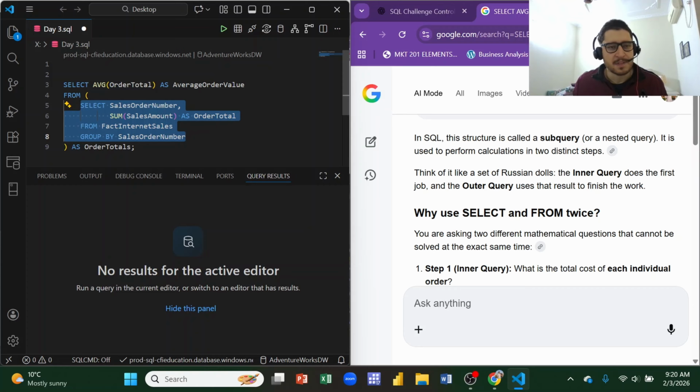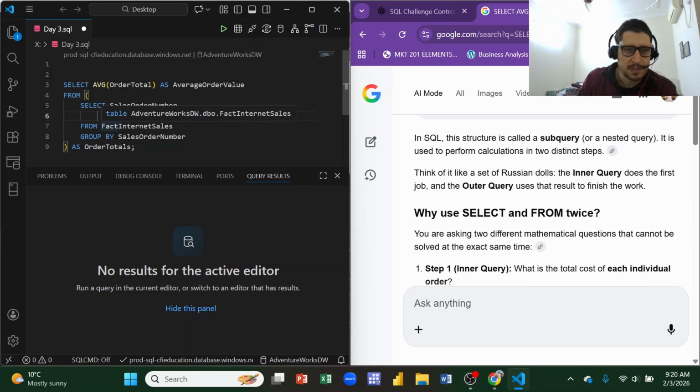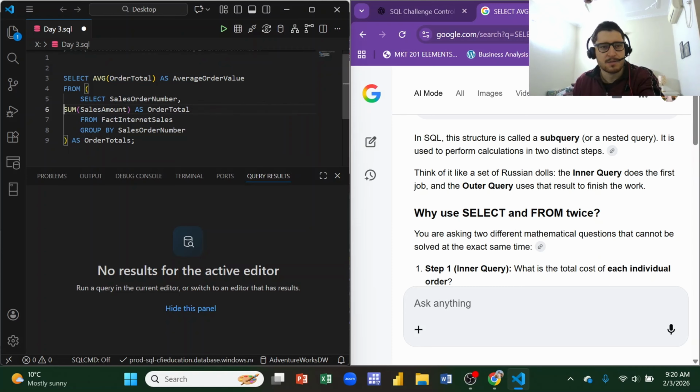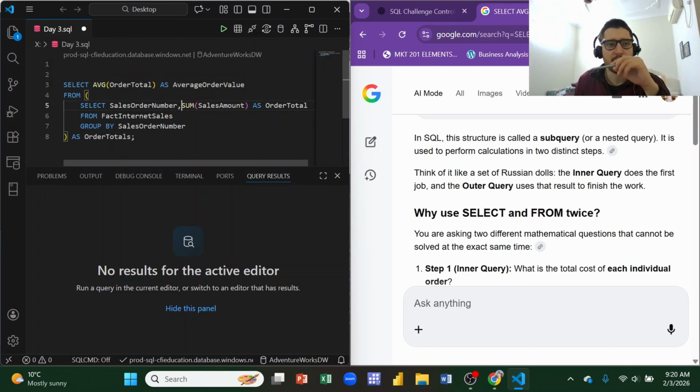So this is the inner query. The inner query is select the sales order. I would make it a little bit easier for you to read because it is too professional. Yeah, this is more like it. Now this is the inner query, my friends. What is happening in this inner query is that it is selecting the sales from the fact internet sales. First it is selecting the sales order number, and then it is summing the total sales amount as order total, and then it is grouping them by sales order number.